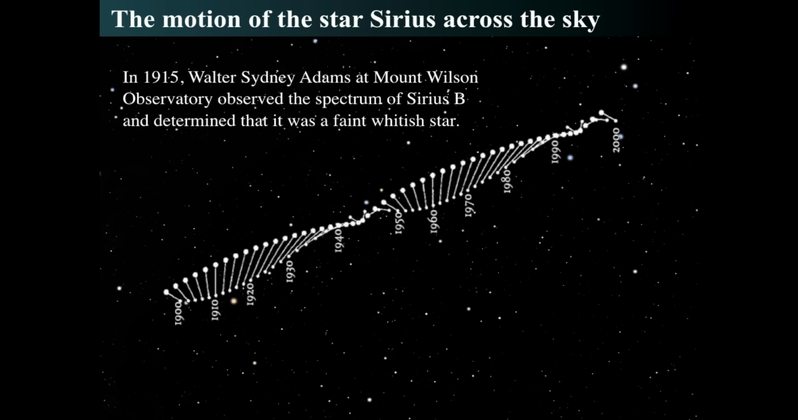In 1915, the spectrum of Sirius B was observed by Walter Sidney Adams at Mount Wilson outside of Los Angeles, and he found that it was a faint white star. And so he thought, wow, this is a white star, which means it's very, very hot.